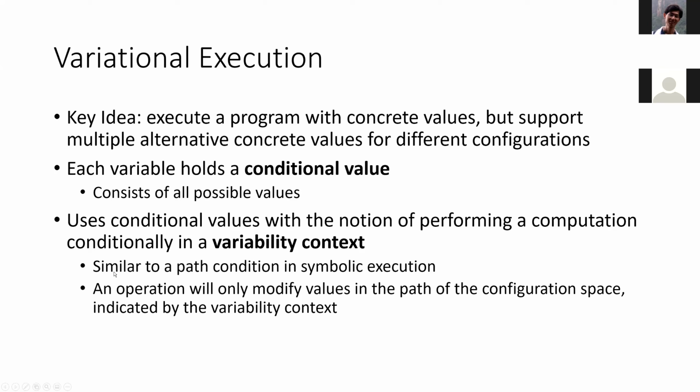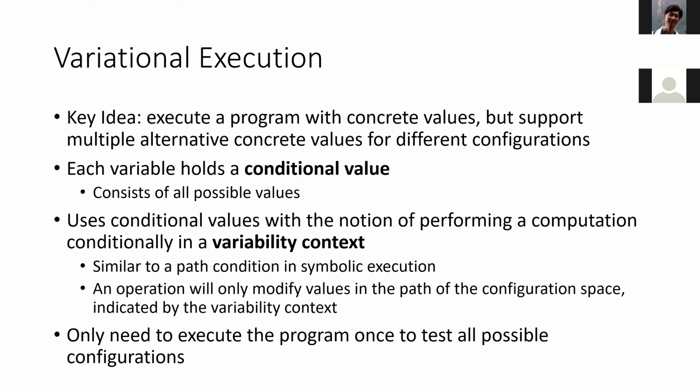The variability context is similar to a path condition in symbolic execution, where an operation will only modify values in the path of the configuration space indicated by this variability context. What's the definition of variability context? They didn't really define it. Yeah, this is what they gave. Okay, but later there's an example. By doing so, variational execution only has to execute the program once to test all possible configurations.